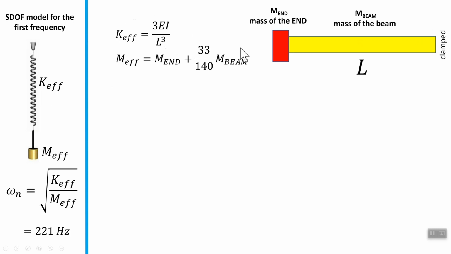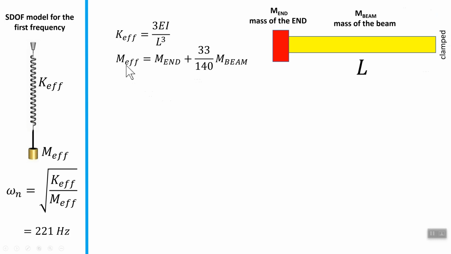Now, I just want to point out to you, if we ignore the mass of the beam, there is no problem. M effective is going to be M end. But sometimes the mass of the beam cannot be ignored because actually it's substantial. So in vibrations book, they have shown you that you don't add M beam to this, but 33 over 140, which is about 0.3, about 30%, 32% of the mass of the beam.